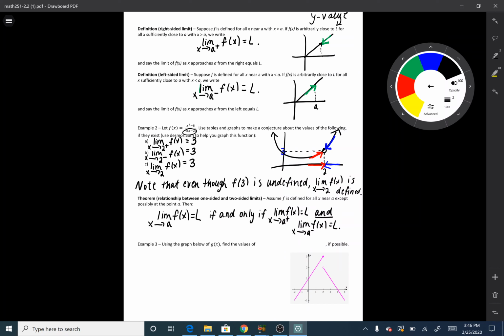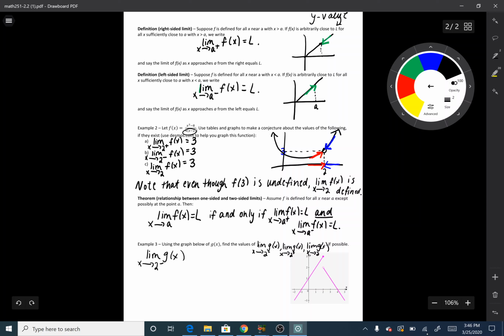So we want to find the values of the limit as x approaches 2 from the left of g of x. So this is our g of x. Oh, sorry, I meant to fill this in. We want to find the values of the limit as x approaches 2 from the left of g of x, the limit as x approaches 2 from the right of g of x, and the limit as x goes to 2 of g of x.